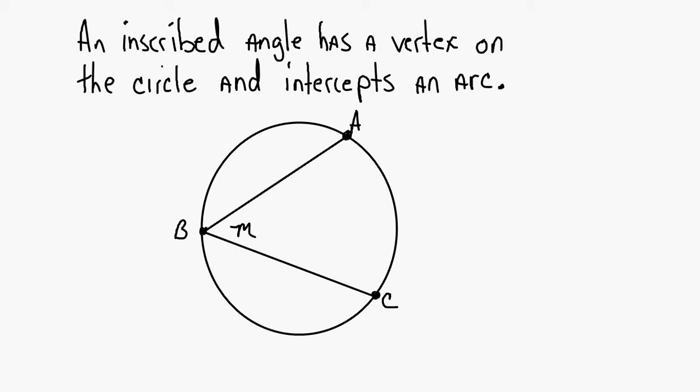The measure of angle B is equal to 1/2 the measure of arc AC. So your inscribed angle is equal to half of its intercepted arc. So if this is 100 degrees, then the measure of angle B would equal 50 degrees. And vice versa.